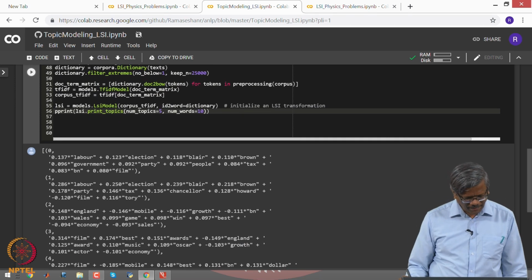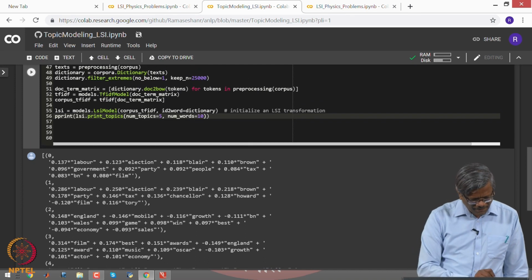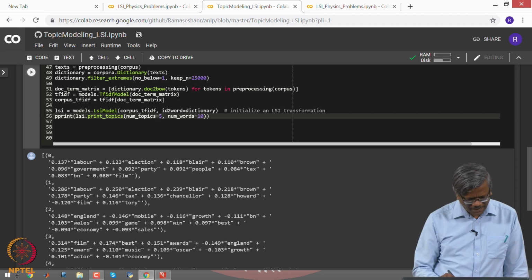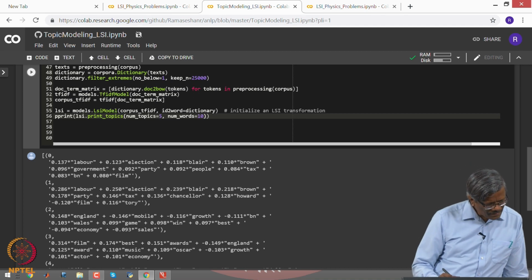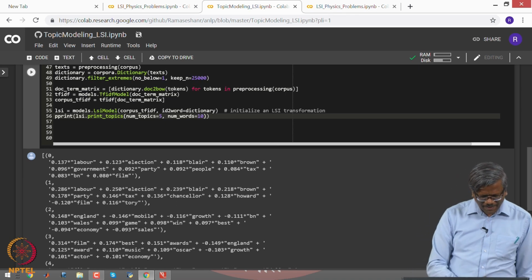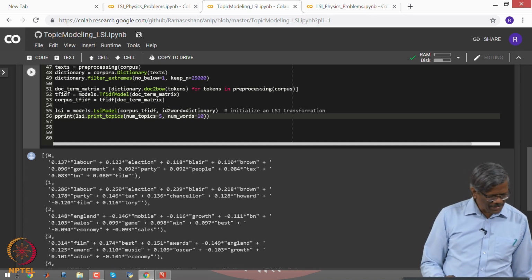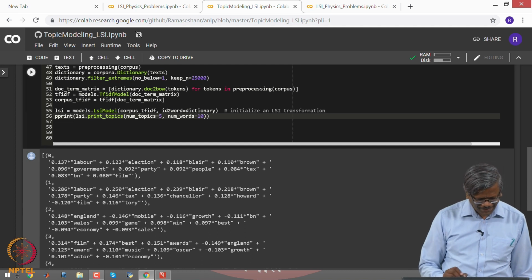So this is somewhat better, because the number of terms is less. Here in the first one we see Labour, election, Blair, Brown, government, party, people, tax, and film. I think most of what we see here is related to election or politics, right? Let's see the second one: Labour, election, Blair, Brown, party, tax, chancellor, Howard, film, and Tory. This looks more like what we saw there again, right?